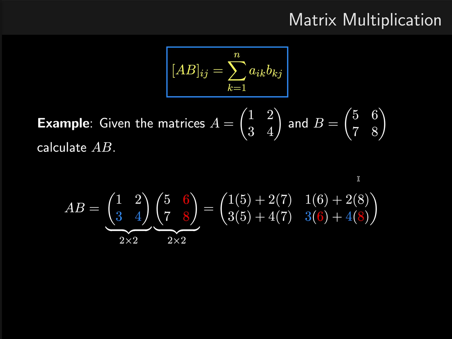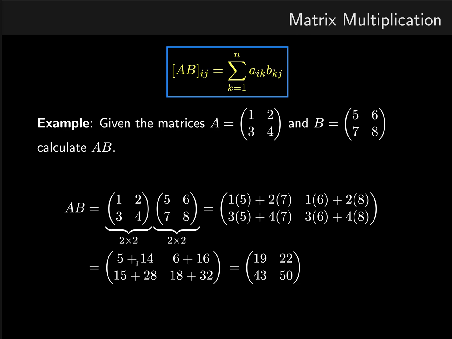So now we've got expressions for all 4 of our elements in A times B. If we calculate what the multiplications are and then add them up, we can see that this matrix here is the matrix multiplication of these two matrices A and B.